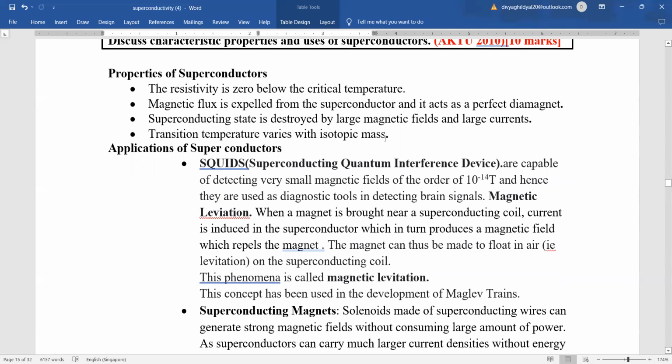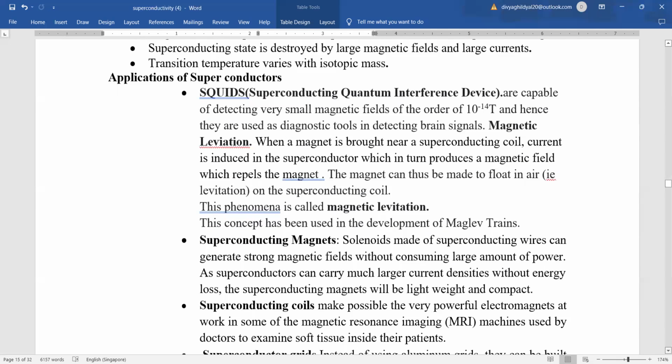A few common applications of superconductors are superconducting quantum interference devices, SQUIDs, which are capable of detecting very small magnetic fields, and hence they are used as diagnostic tools in detecting brain signals.